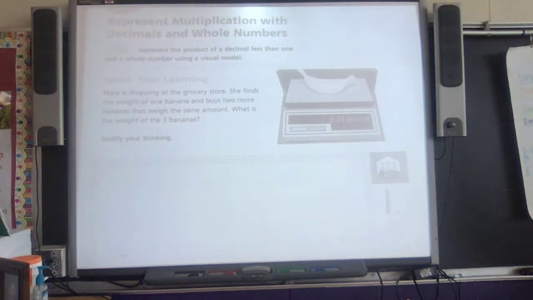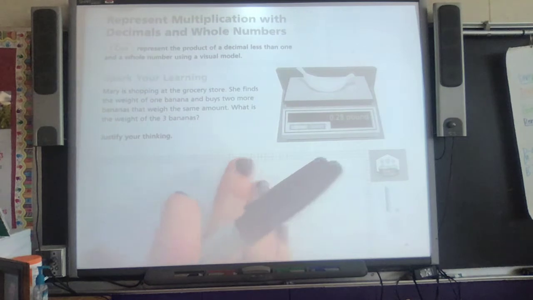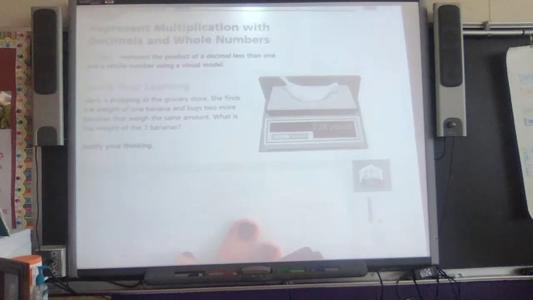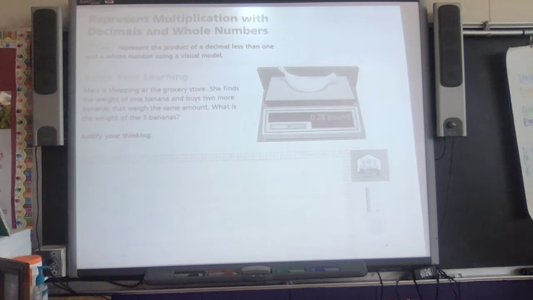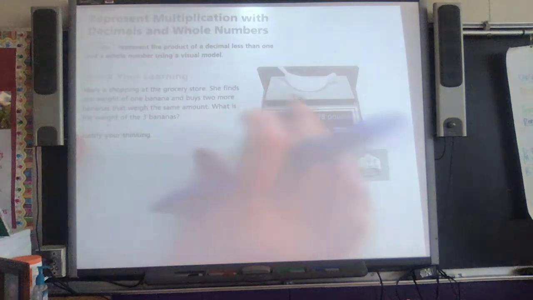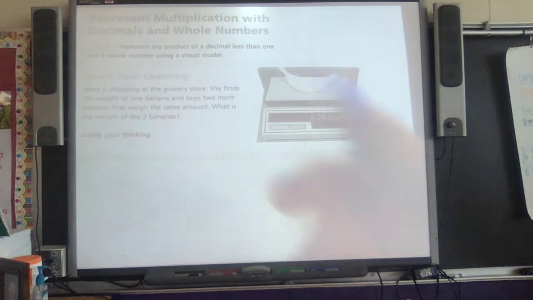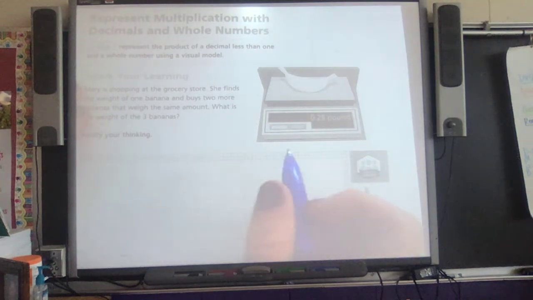Hey boys and girls, today we are moving on to lesson 2 of chapter 15. We are in your modules 10 through 20 book, on page 375. Today we're going to talk about how you represent multiplication with decimals and whole numbers. So we've talked about how we represent multiplication with whole numbers, and now we're going to have decimals and whole numbers. So let's look at page 375 together.